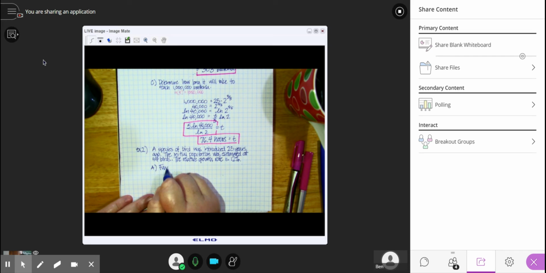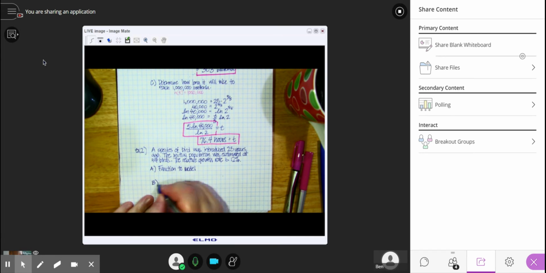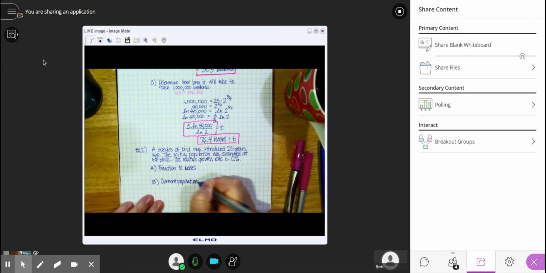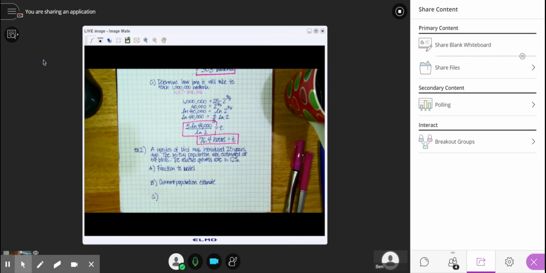Part A says find a function that models. Part B asks for the current population. And part C says how long until there are 2,400 birds?